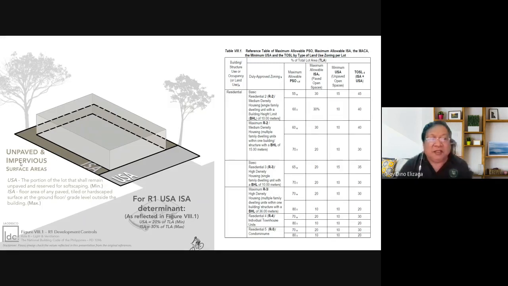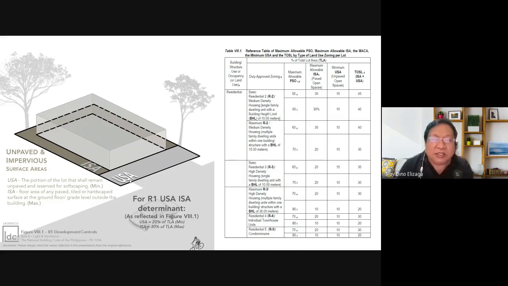And then there's a table here that tells you how much of the property should be paved and how much should not be paved. Paved means you cover it with cement, so it becomes impervious. So when it rains, no water can seep through the soil. Therefore, there should be a part of the property where water can still seep through the soil so that it recharges the water table.